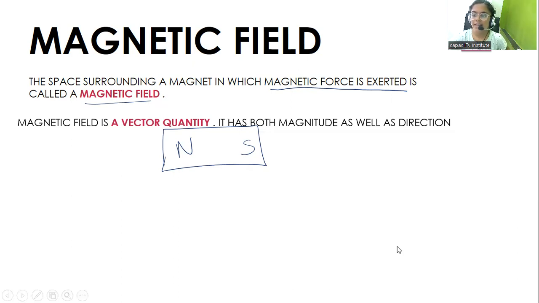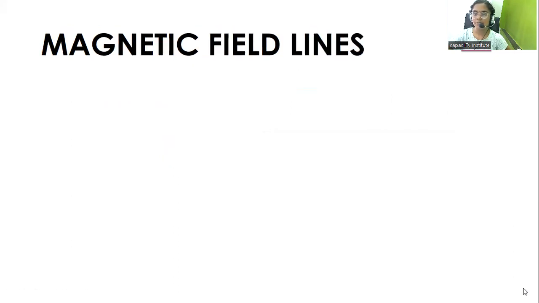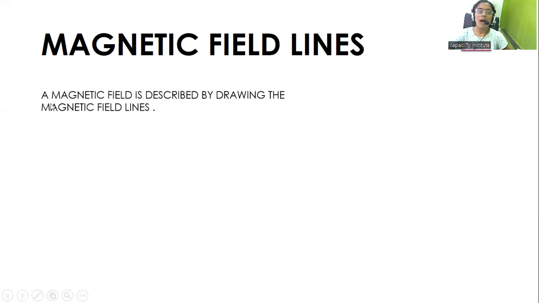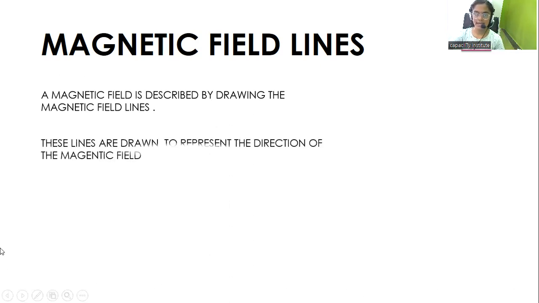It is something that helps us in indicating or representing the magnetic field, that is the magnetic field lines. A magnetic field is described by drawing the magnetic field lines. How do we describe the magnetic field is what I told you, that is that they are described by drawing the magnetic field lines. These lines are drawn to represent the direction of the magnetic field.